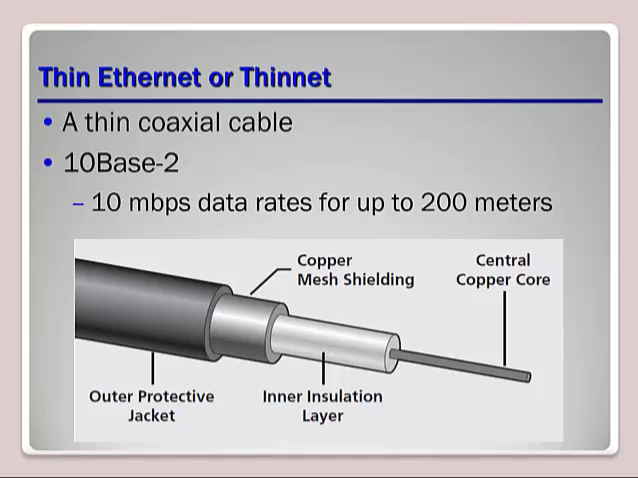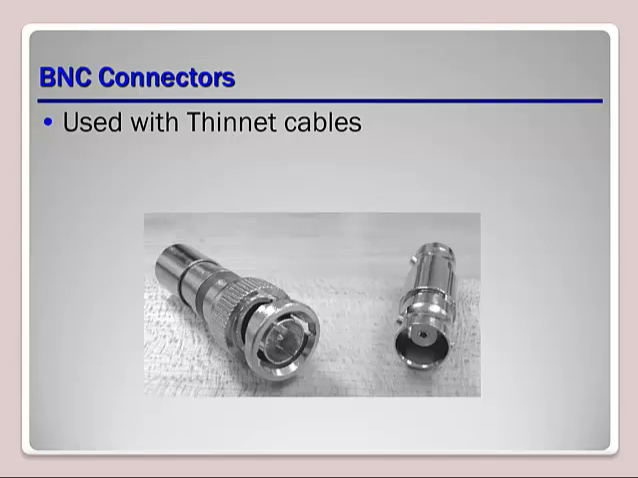Okay, so here's a look at the cable on ThinNet. This is that 10Base2 stuff. It's a thin coaxial cable, and it's rated at about 10 megabits per second for up to 200 meters, or 600 feet-ish, maybe almost 700 feet, but we refer to it in meters. It's got the copper core, then a little insulation, then some wire shielding, and then an outer plastic jacket. Looks a lot like the coaxial cables you see in your house. Okay, but these cables use BNC connectors.